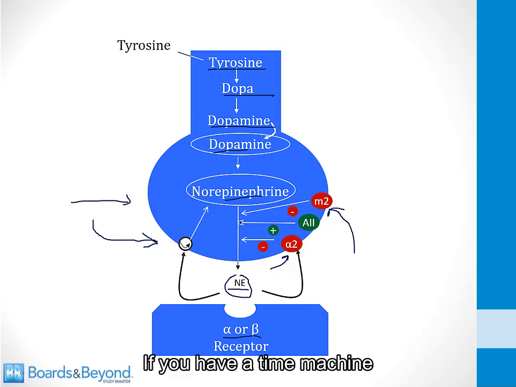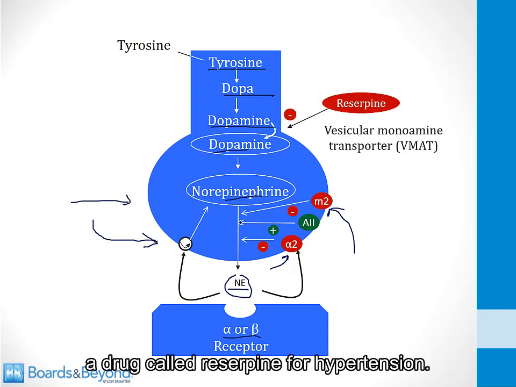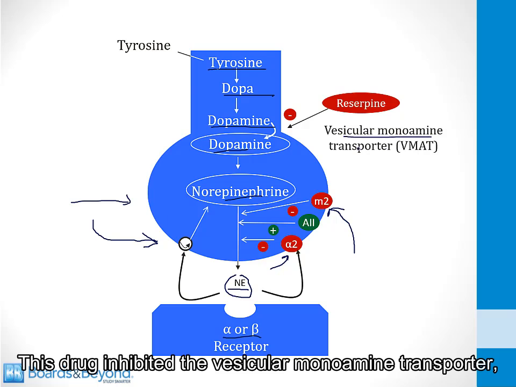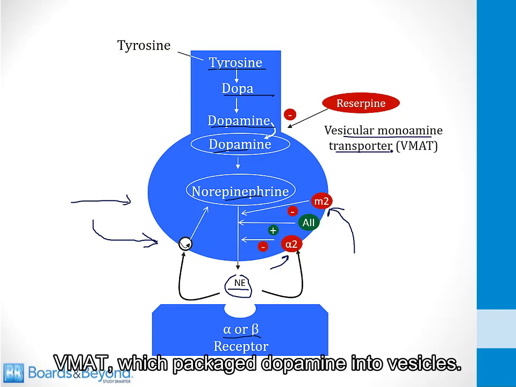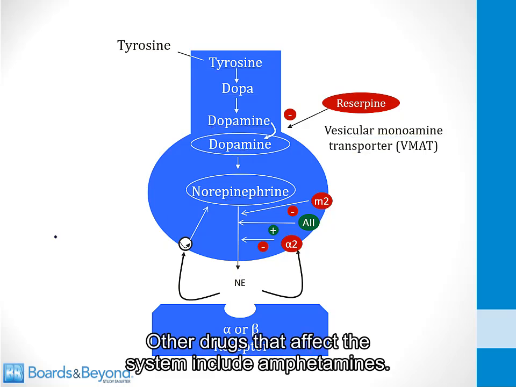If you have a time machine and you could go back in time to 1960, you would find doctors prescribing a drug called reserpine for hypertension. This drug inhibited the vesicular monoamine transporter VMAT, which packaged dopamine into vesicles, and it used to decrease sympathetic nervous system activity and lower the blood pressure.